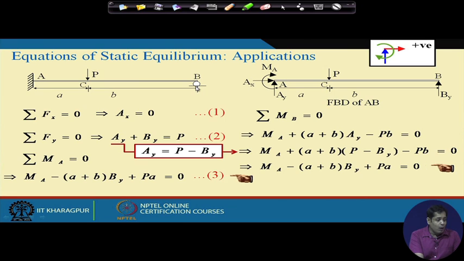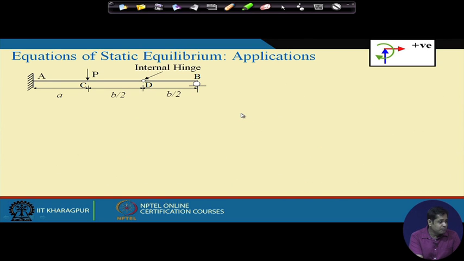Now, what we have done here is we have provided one more constraint to the structure, and therefore we do not have sufficient equations to determine those constraints. This kind of structure is called an indeterminate structure. Now, let us see one more example.